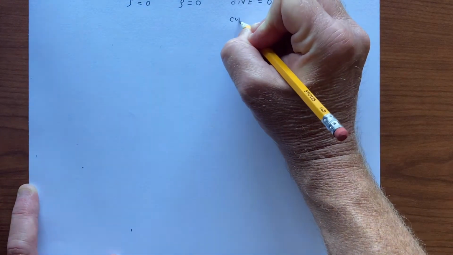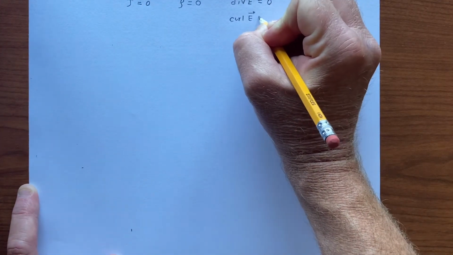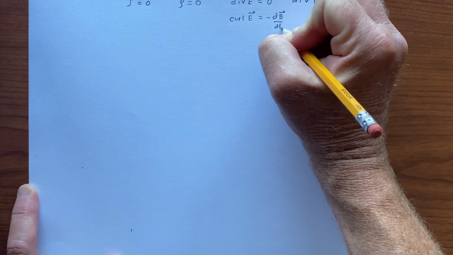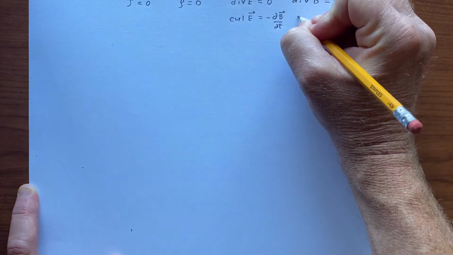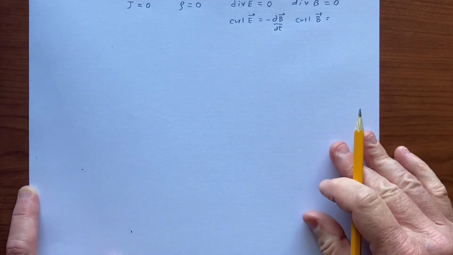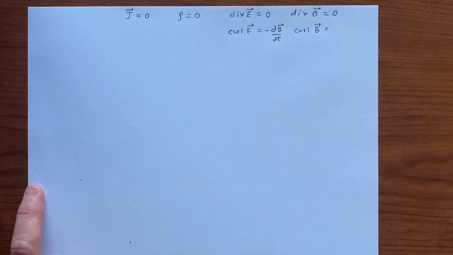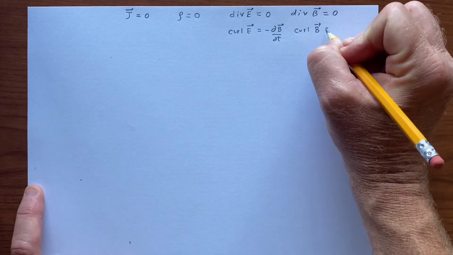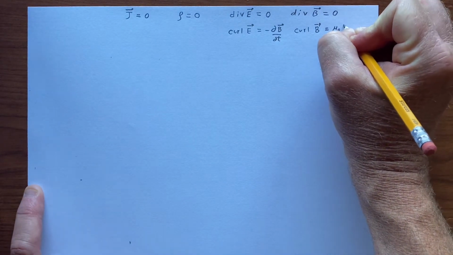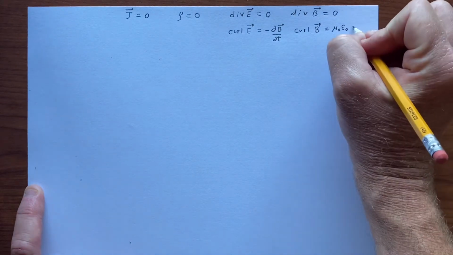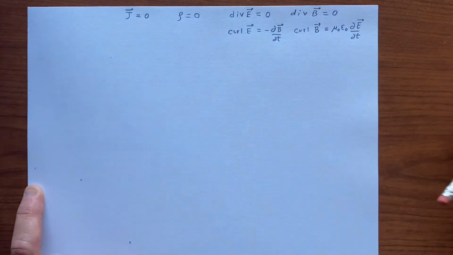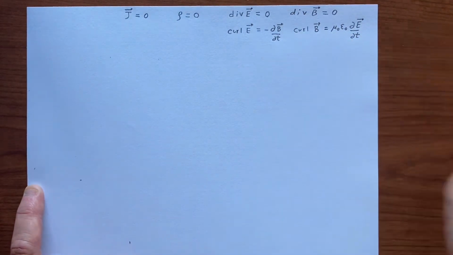The curl of the electric field is related to the time changing magnetic field, and the curl of the magnetic field, sorry, let me pull this down. The curl of the magnetic field is related to the time changing electric field up to some constant or combination of constants. So now let's combine these equations.